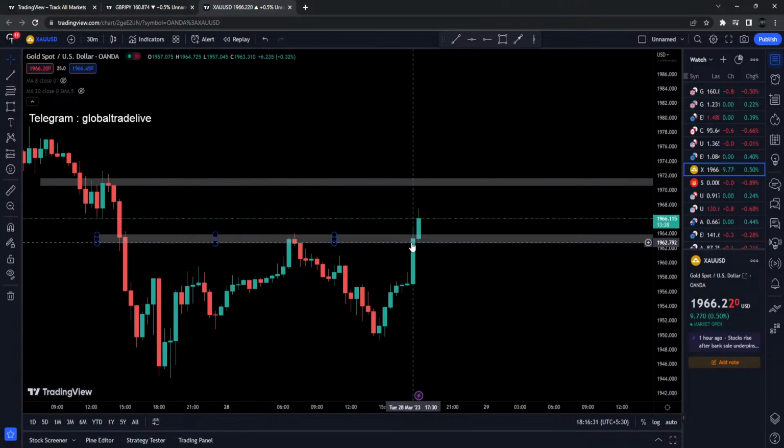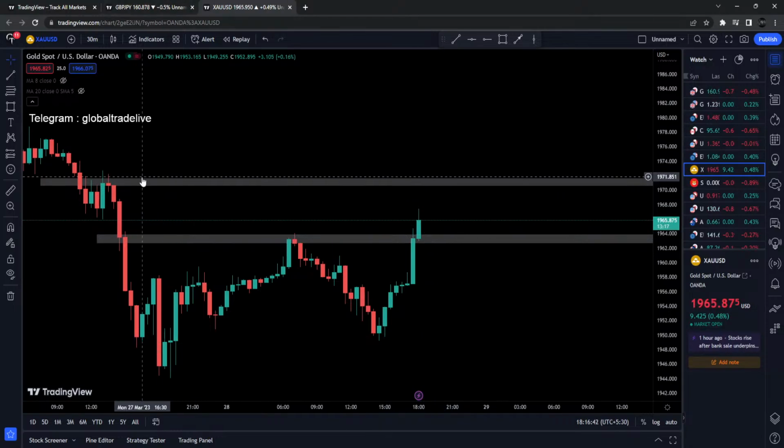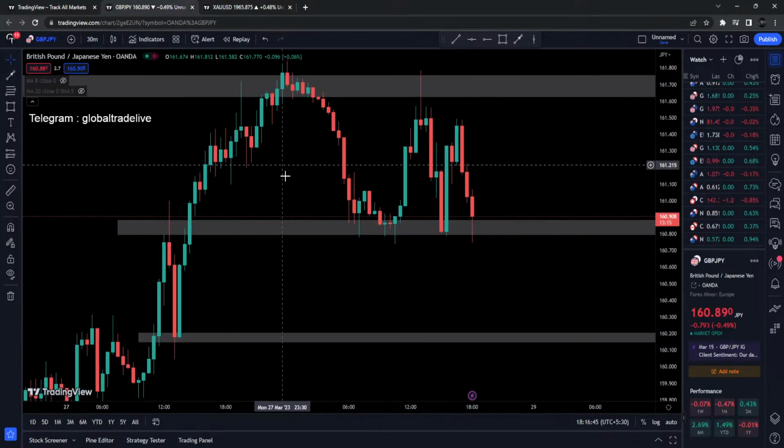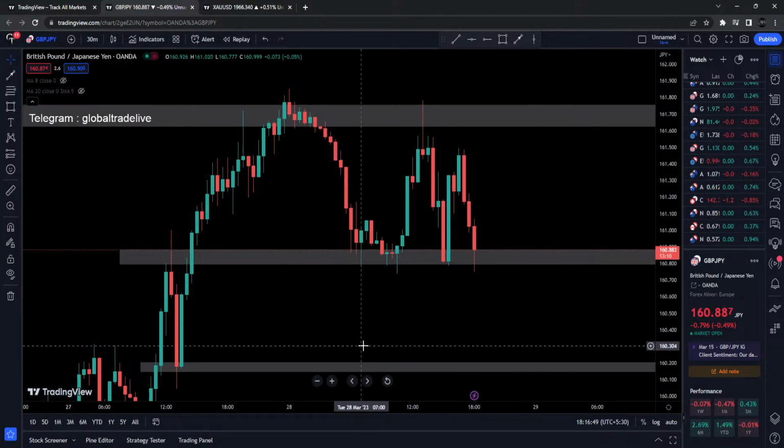And if you talk about gold now, gold can really push the price all the way up. That can be the case, but the best thing for us will be a retracement and a continuation move. GBP JPY.